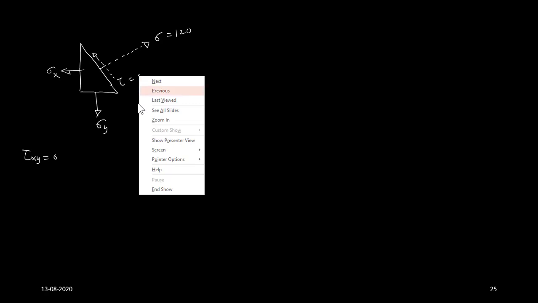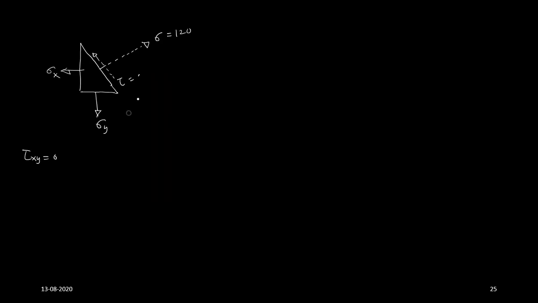So this is your given stress block. Here I have sigma y, here I have sigma x. The tau xy is not given, that means it is equal to 0. On this plane I have normal stress, which is 120 megapascal, and I also have the shear stress on this plane. It is equal to 70 megapascal.